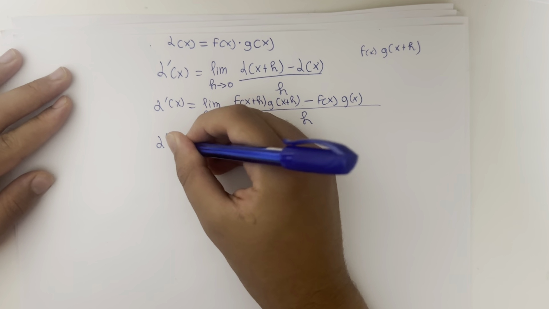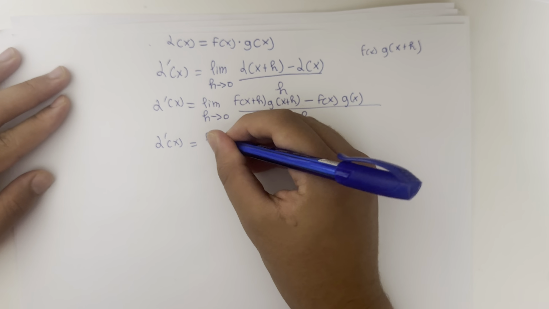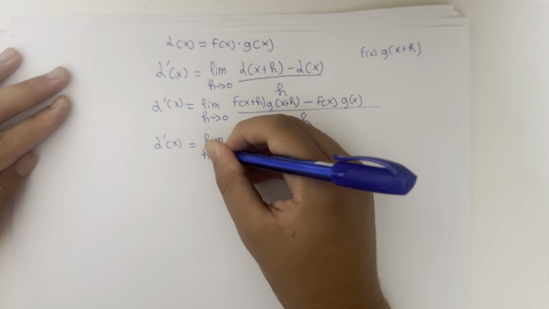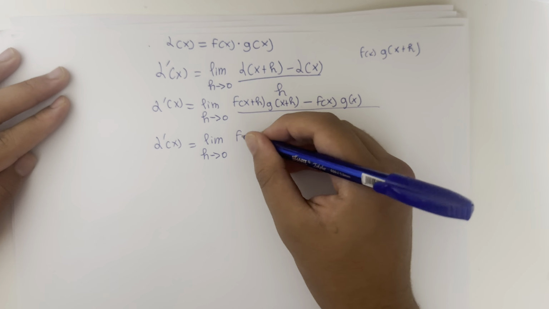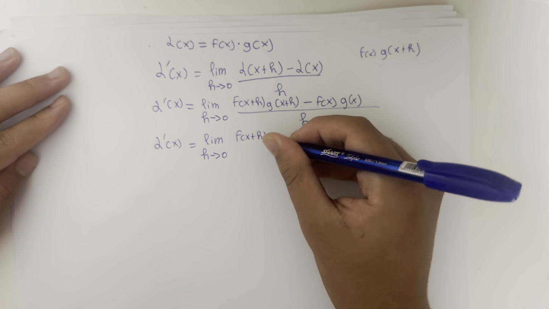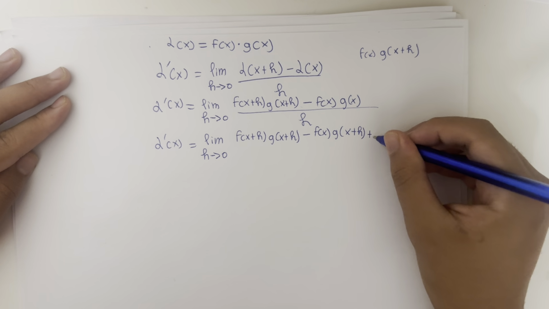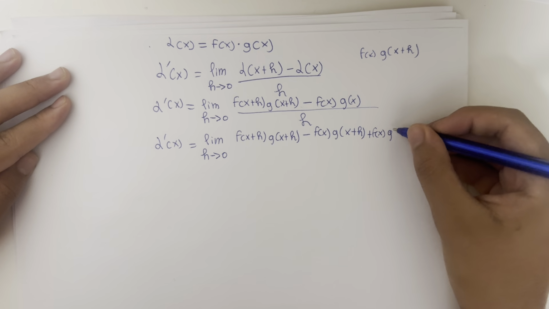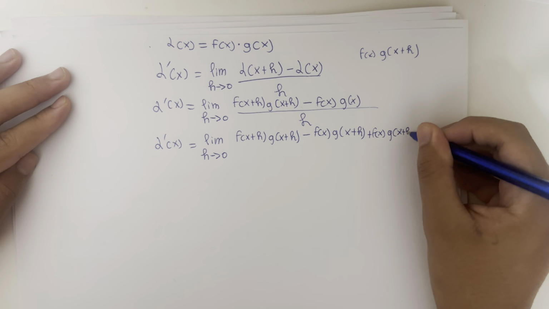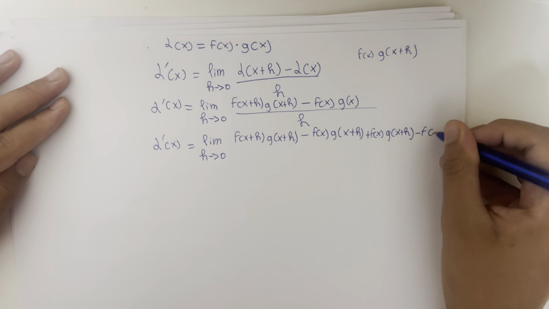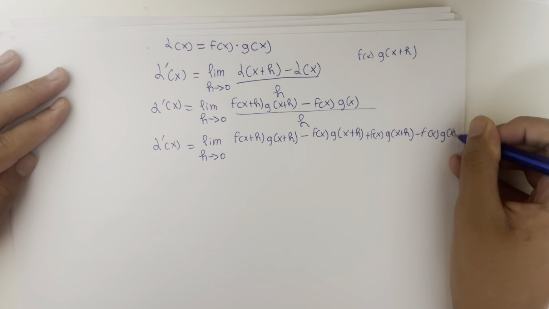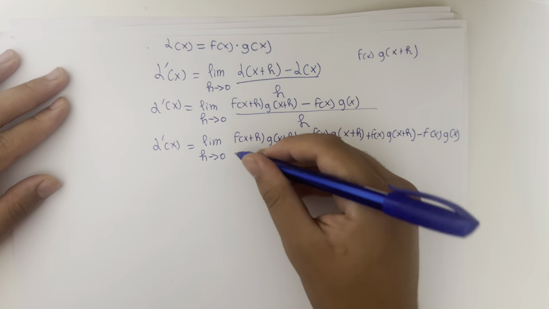So we have L prime of x is equal to the limit as h goes to 0 of f of x plus h times g of x plus h minus f of x times g of x plus h plus f of x times g of x plus h minus f of x times g of x, all of this over h.